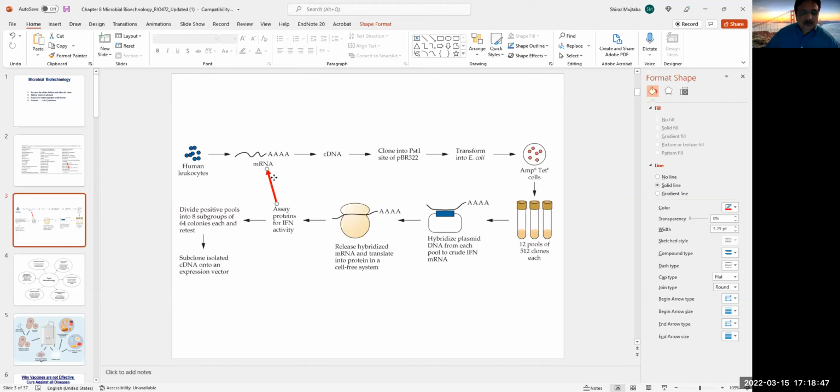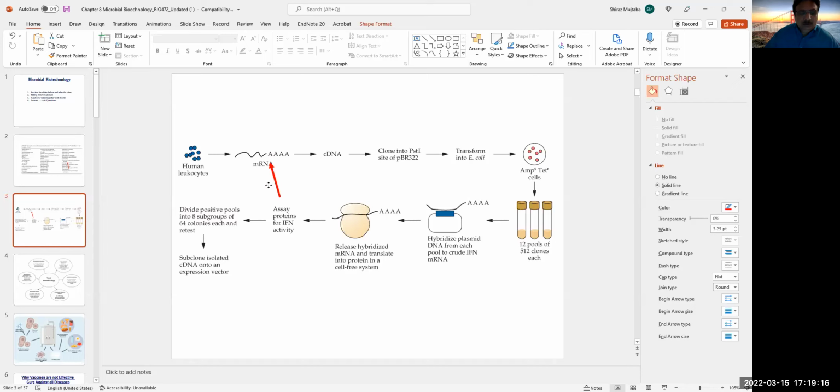This mRNA should have the mRNA for, let's say, insulin, and from this mRNA, through reverse transcription, you get cDNA. cDNA is cloned into a plasmid. How did I identify this as a plasmid? Because plasmid is always written with a small p, not with a big P.